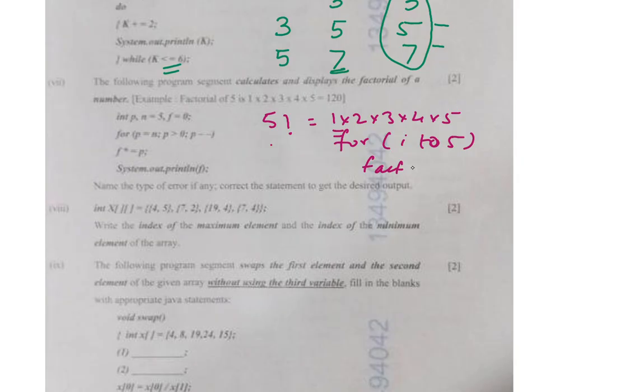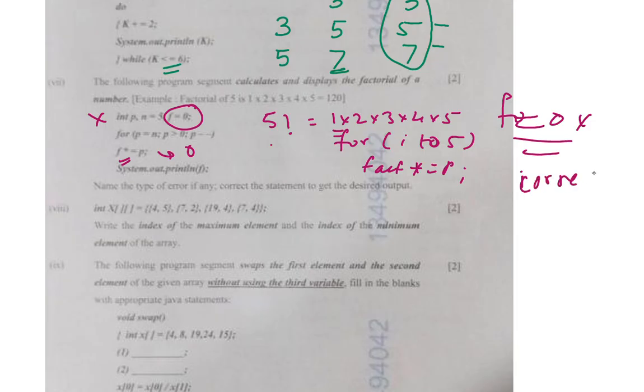Fact, or f, fact multi is equal to, maybe the number is p suppose. So now this fact is initialized over here as 0. So the entire output will be 0 over here. So this is wrong. This f is equal to 0 is the incorrect thing. What you have to do, correct, it is f is equal to 1. That should be your initialization.